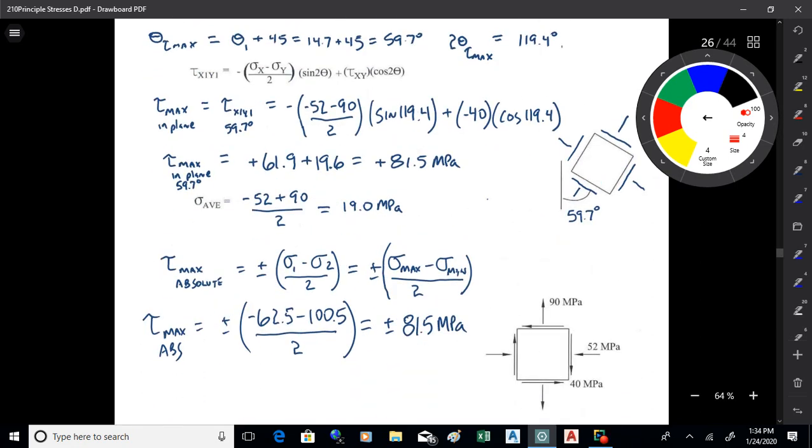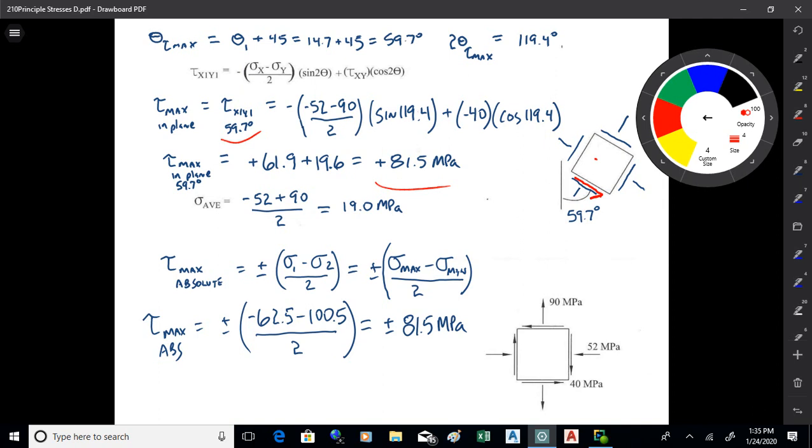Okay. So the maximum shear planes have the average normal stress acting on them. What I found, and this is why I like to do it this way, at 59.7, when I run the general shear formula, I get positive. So what that means is this shear stress on the 59.7 degree plane rotates the element counterclockwise. So it goes on like that.